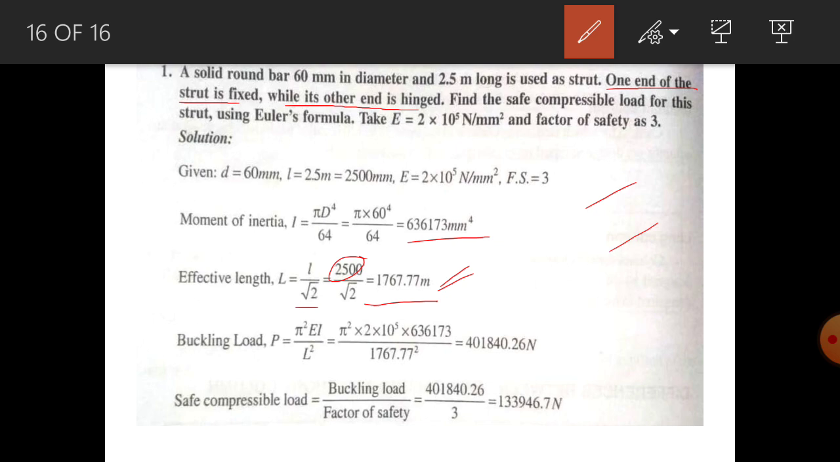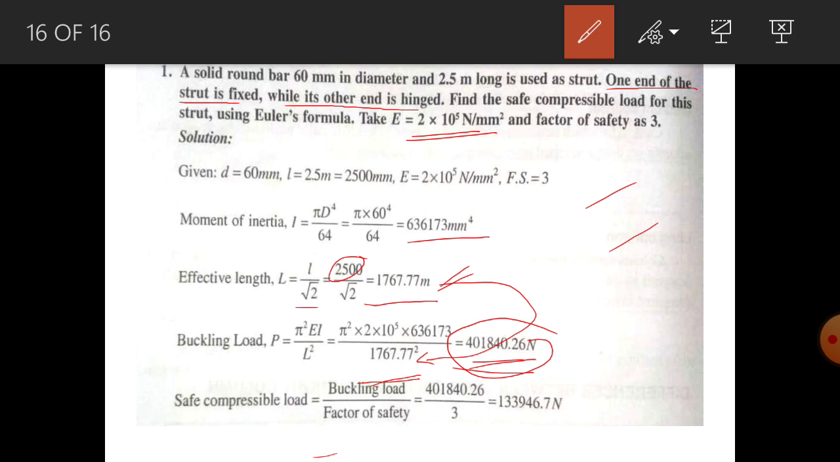Now that you have the effective length and the other values, substitute into the buckling or crippling load formula. P is equal to pi square into 2 into 10 raised to 5 Newton per mm square, that is your E, into the I value, upon the effective length squared. You will get the maximum load that you can apply over that column or strut, which is 401,840.26 Newton.